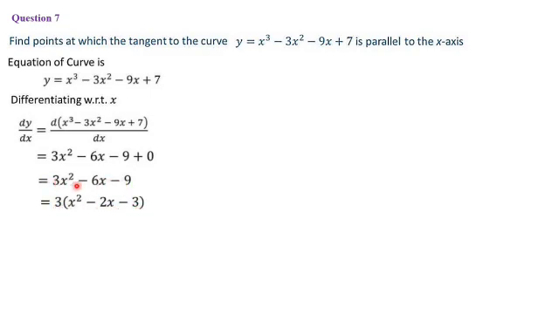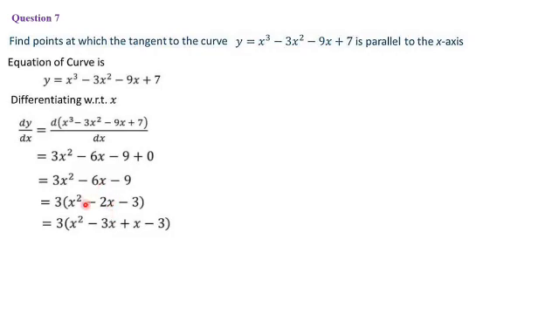We have taken 3 common from here. Then by splitting the middle term, we can factorize this one. That is 3 into... here the sum is minus 2 and the product is minus 3. Sum is minus 2 means the numbers are minus 3 and 1, since minus 3 plus 1 is minus 2, and the product is minus 3, since minus 3 into 1 is minus 3. So the numbers are minus 3 and 1.